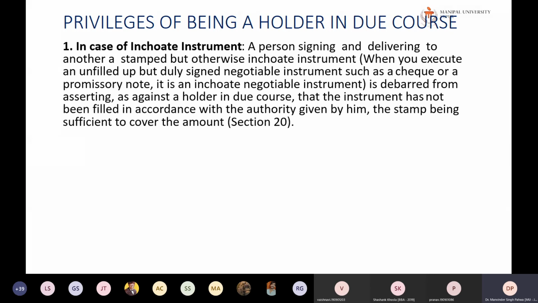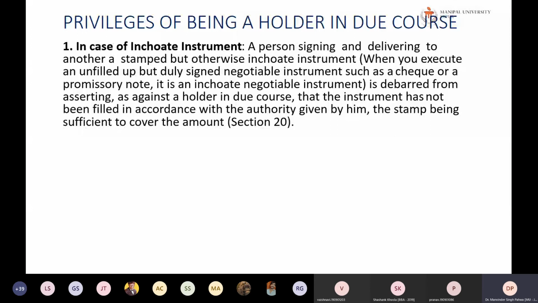In case of inchoate instruments, a person signing and delivering to another person a stamped but otherwise incomplete instrument. What are these instruments? These instruments are not properly complete, or not properly signed. Other things are there, but actually these are incomplete, or you can say they are not signed properly, or you can sign in the wrong way, the signatures do not match. Okay, such type of instrument.